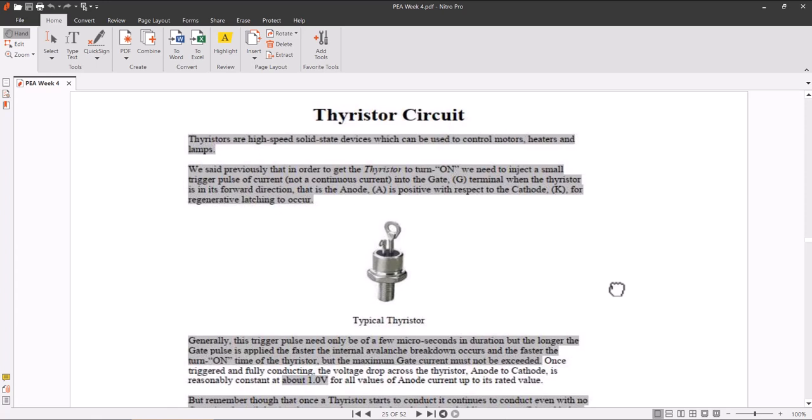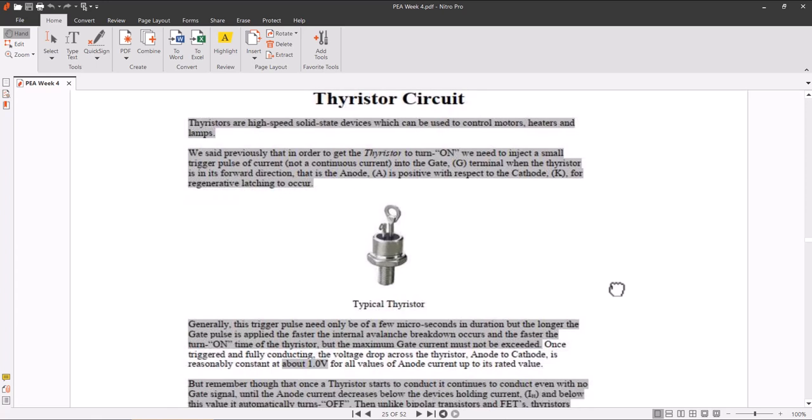So this is the thyristor circuit. We have discussed this in much detail. Thyristors are high-speed solid-state devices which can be used to control motors, heaters and lamps. We said previously that in order to turn on the thyristor, we need to inject a small trigger pulse of current into the gate terminal when the thyristor is in its forward direction, that is, the anode is positive with respect to the cathode, for regenerative latching to occur.